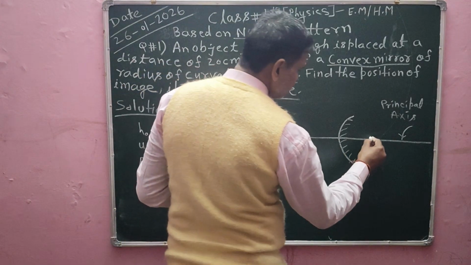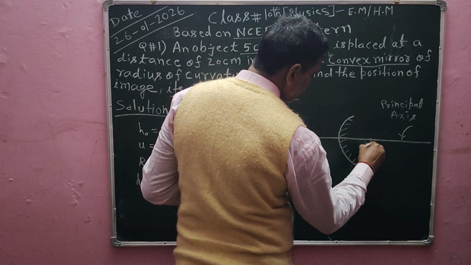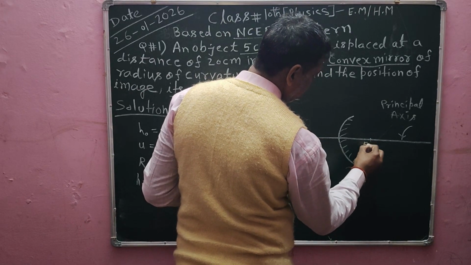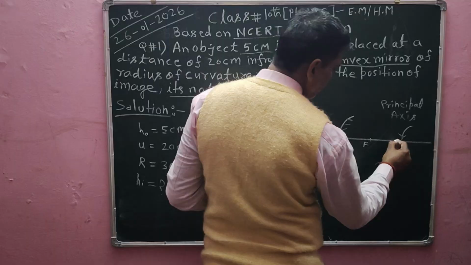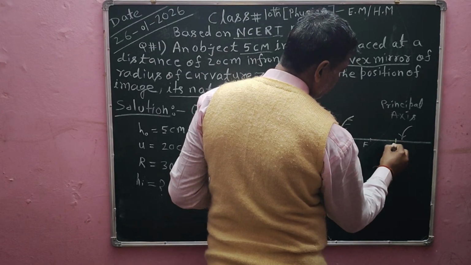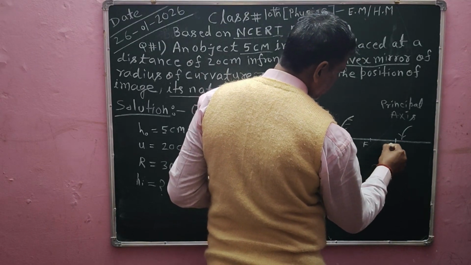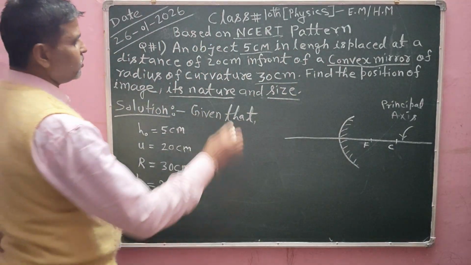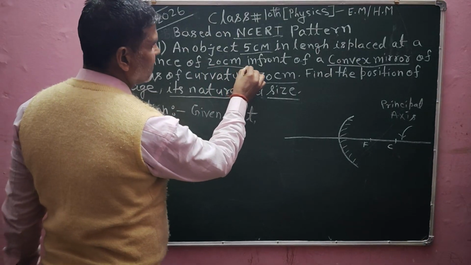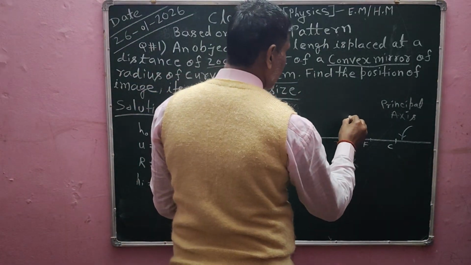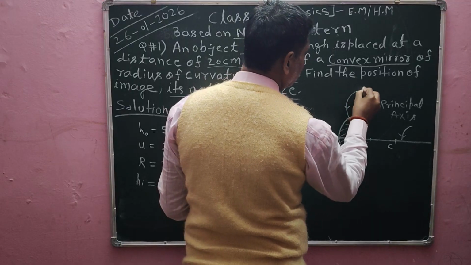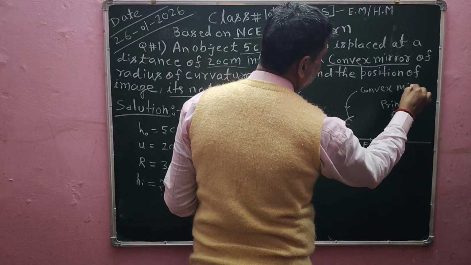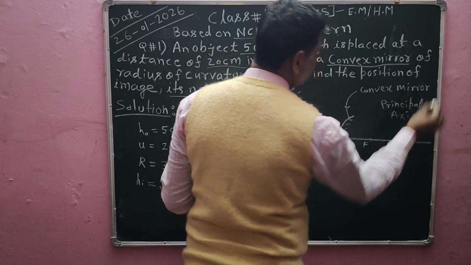Now here I will say this is the focus, and focus is written with F. So here I am writing F, that is focus. Now here I will say the center of curvature, that is written with C. Now one object is available 20 centimeter from the convex mirror, and its name I have to write here, convex mirror. This is the convex mirror.